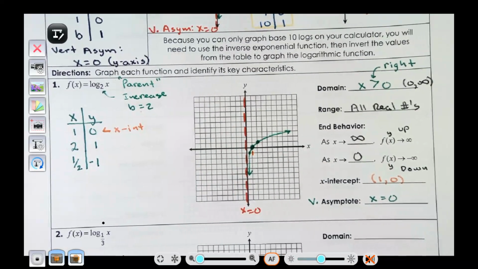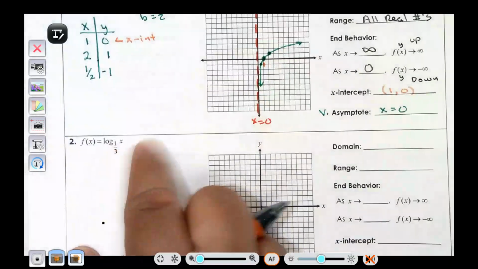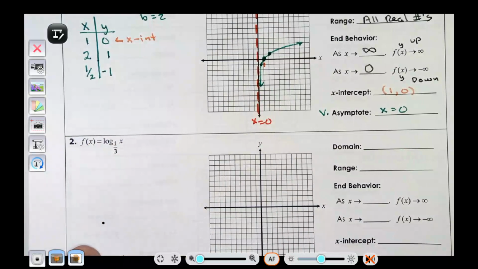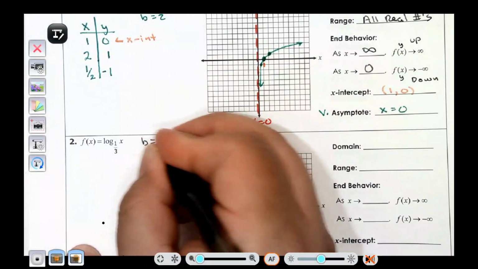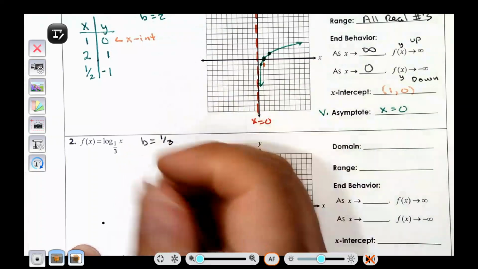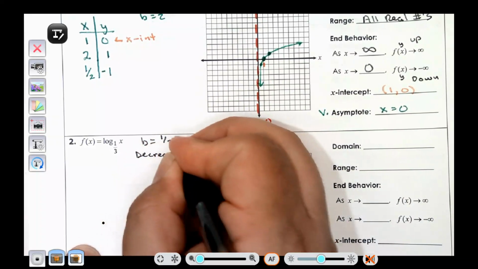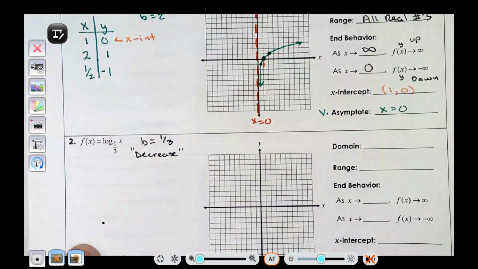Now, let's try the next one. All right, so we are drawing a log. This is a parent function because there is no adding or subtracting. The b is 1 over 3. So because the b is less than 1, this will be a decrease. So I will see a drop happening.